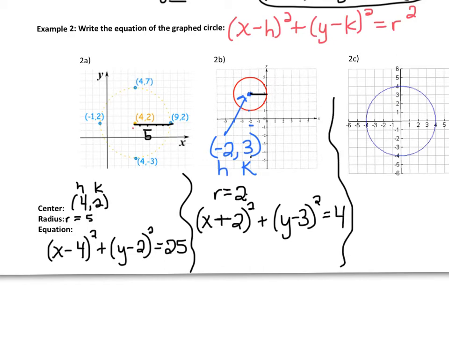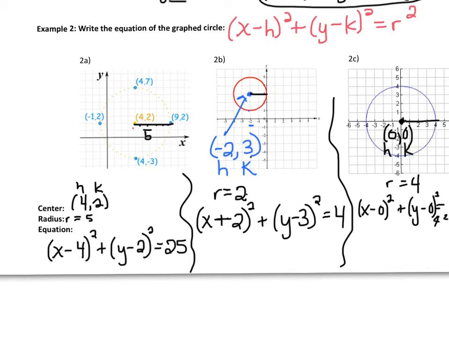Last one. This one has a center at 0, 0. See how it's right in the middle? And the radius is 4. So we have everything we need. The h is 0, the k is 0, and our equation will look like this. X minus 0 squared plus y minus 0 squared equals, oops, out of room, 4 squared.